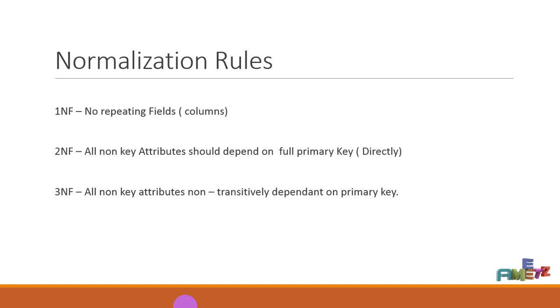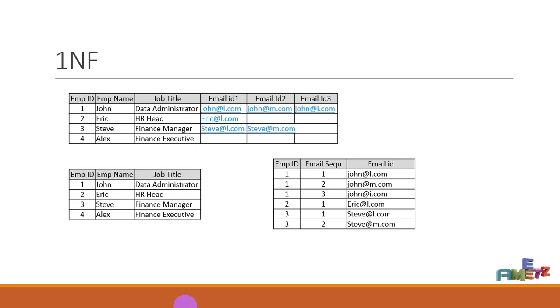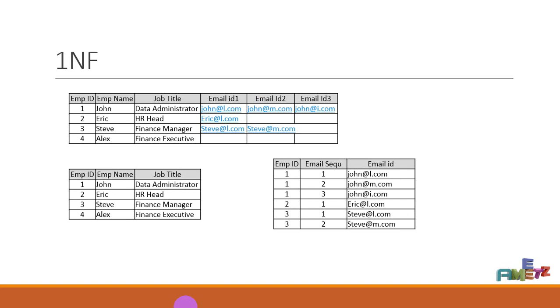But in this video we are specifically discussing 1NF, because I believe in short videos. For example, we have a table with employee ID, employee name, job title, and each employee has certain email IDs. Maybe the company wants all the email IDs because it can send memos to every email ID. John has 3 email IDs, Eric has only 1 email ID, Steve has 2 email IDs, and Alex joined recently, so we didn't get any email ID for him.